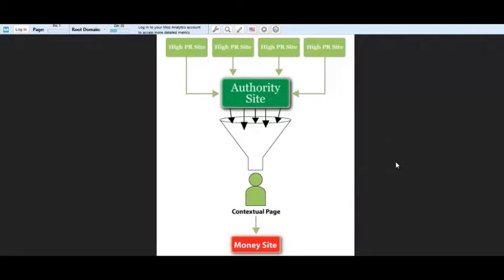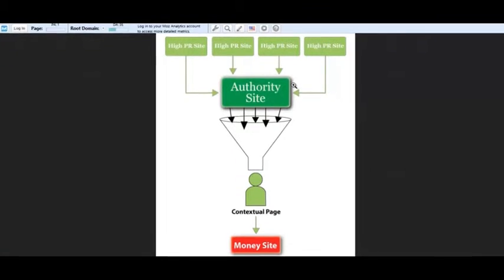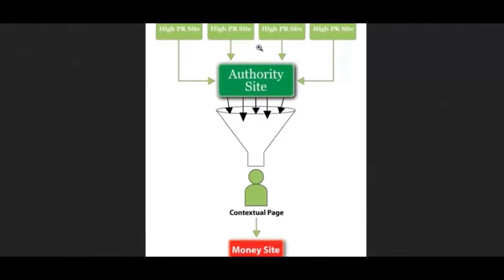I'm going to show you how to funnel PageRank to make your submission links significantly more powerful. And here's a visual representation of how it works. So you have this authority site, and this is where you're going to create your submission link, right?